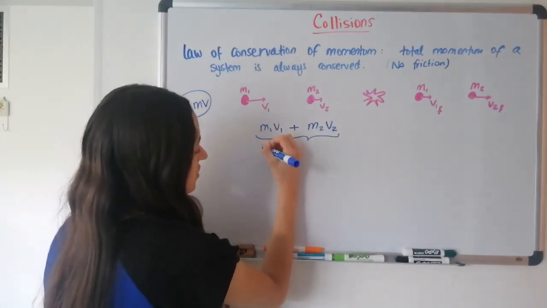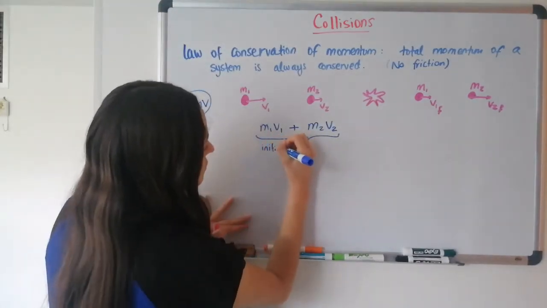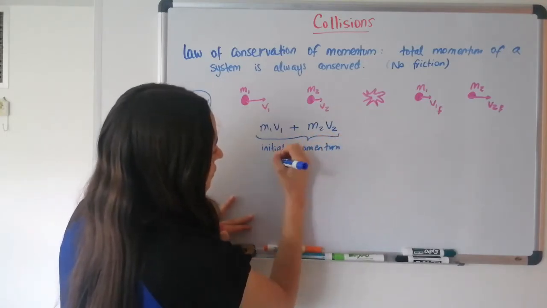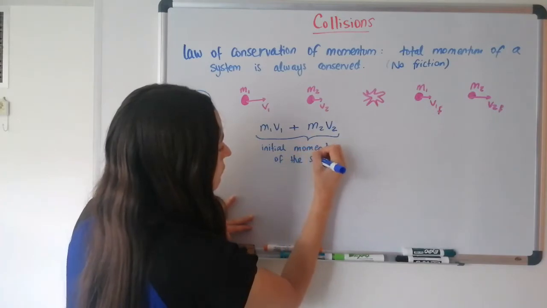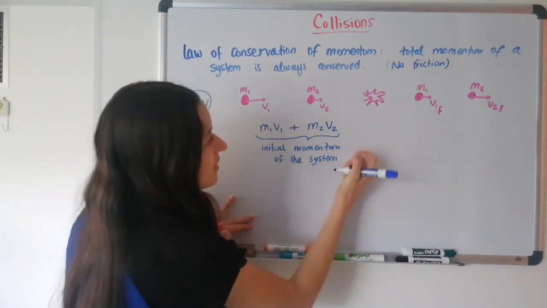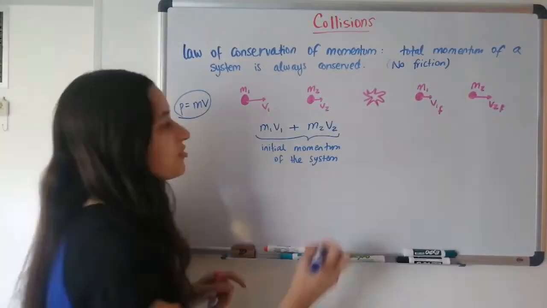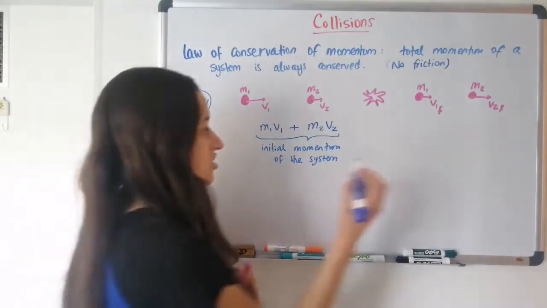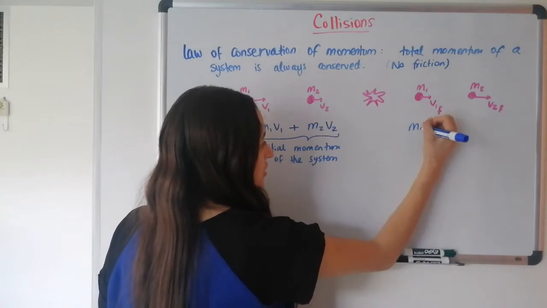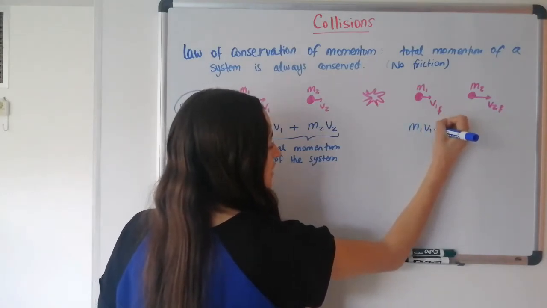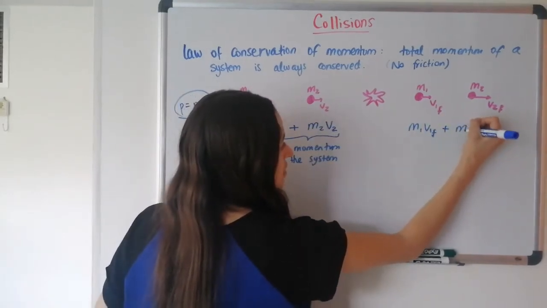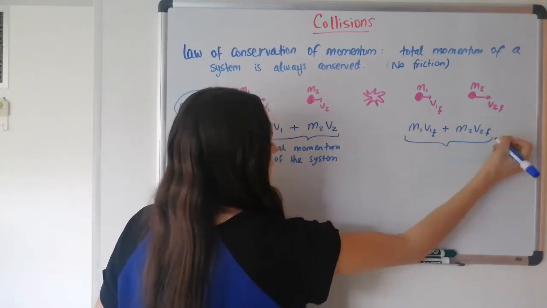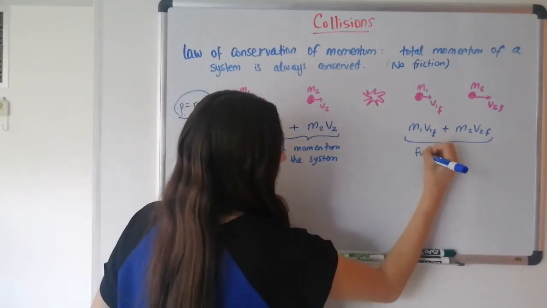So this is the initial momentum of the system. Now the final momentum of the system would be the mass times velocity, but with the new velocity. The mass, of course, didn't change, but the velocity did. So we're going to have m1v1f plus m2v2f. And this sum over here is the final momentum of the system.